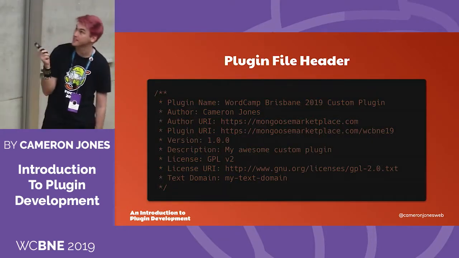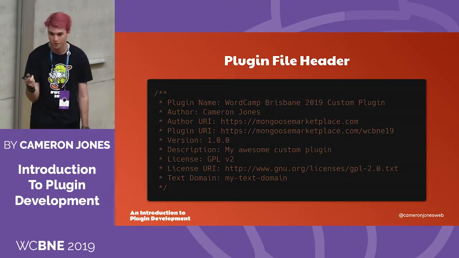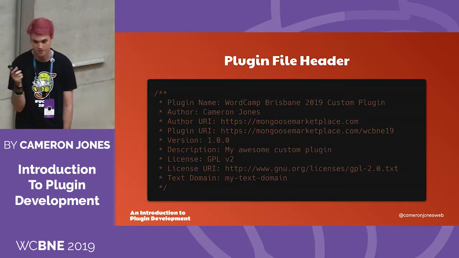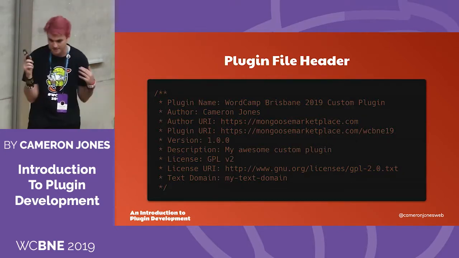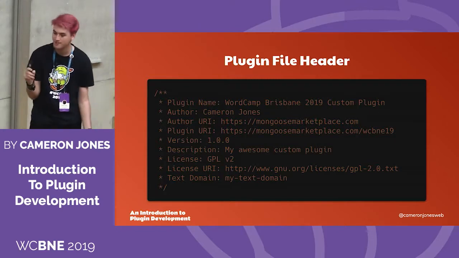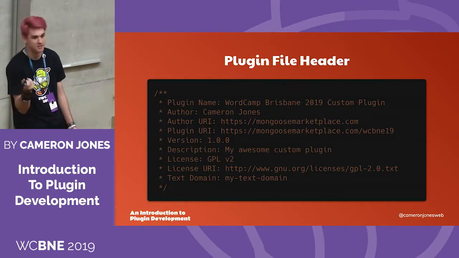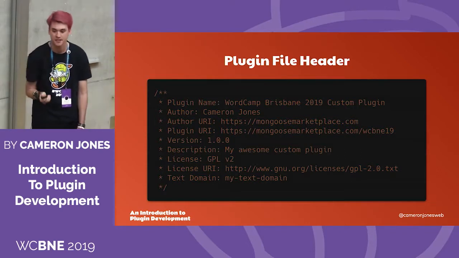So this is an example of what the file header looks like. So it's got the name, the author, the author's and plugin URLs, current version number, description, license, and text domain, and there's a couple others that I think you can add. So it's all pretty self-explanatory. Those details there are what you'll see on the plugin screen when it gets to your plugin in the list.